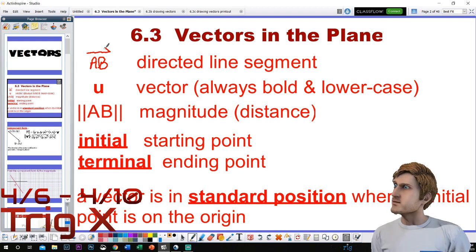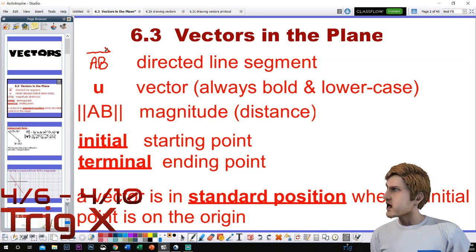You'll notice that this looks exactly like a ray, except you're missing that little part of the arrow right there. That's the difference between a vector and a ray. Rays, remember, went on forever in one direction, whereas a vector starts at one point and ends at another point. But this arrow is there to tell us that there is a direction to it. It goes from A to B. Another way to write the name of a vector is a lowercase bold letter. That's how you know that something's a vector.